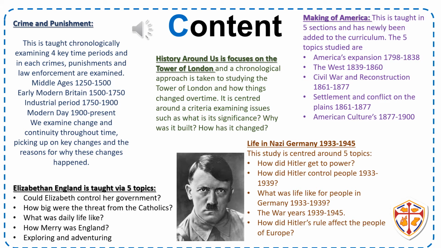And the final thing is life in Nazi Germany, 1933 to 45. How did Hitler get to power? How did Hitler actually control his people? So we look at terror and propaganda. What was life like for people in Germany from 1933 to 1939? So we look at how he could indoctrinate the women. What policies did he have? Were they successful? Were they not?